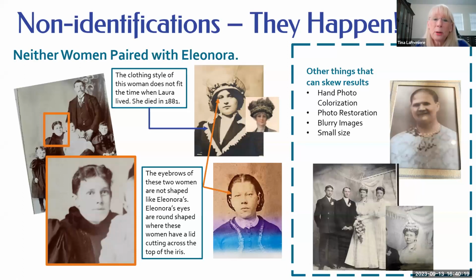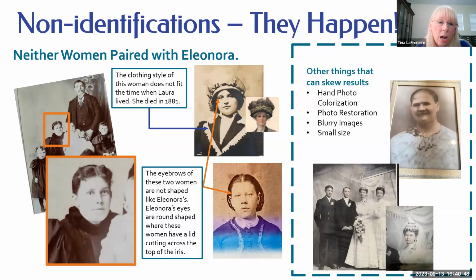So after some closer examination, it became evident that they're not Eleonora. The clothing style of the lady with the hat is clearly Edwardian, which came after Eleonora passed, and the eyebrows for neither of the ladies have the same shape as Eleonora. There are a number of things that can affect the results, to include blurry or small images as discussed before. But here's a couple of things you might not have thought of.